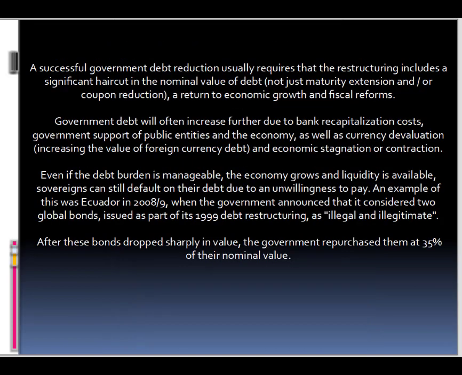A successful government debt reduction usually requires that the restructuring includes a significant haircut in the nominal value of debt and also a return to economic growth and fiscal reforms. Government debt will often increase further due to bank recapitalization costs, government support of public entities and the economy, as well as currency devaluation and economic stagnation or contraction.